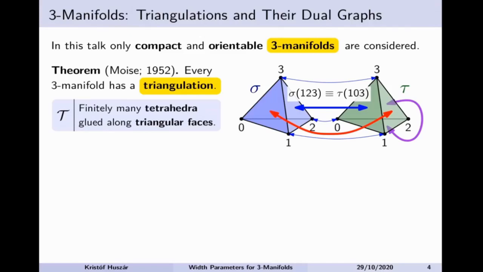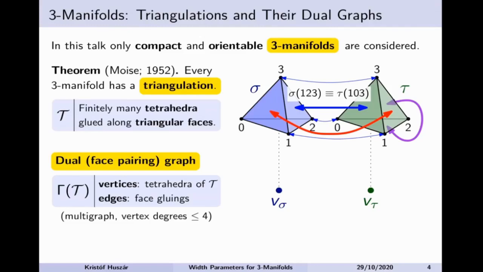So sometimes it is useful if we forget a little bit about the exact gluing structure of our triangulation, and we just want to keep information about which pairs of tetrahedra are glued together, and the dual graph does precisely that. It's a graph where we take one vertex for each tetrahedron and one edge for each face gluing. And this is a multigraph with vertex degrees at most 4.